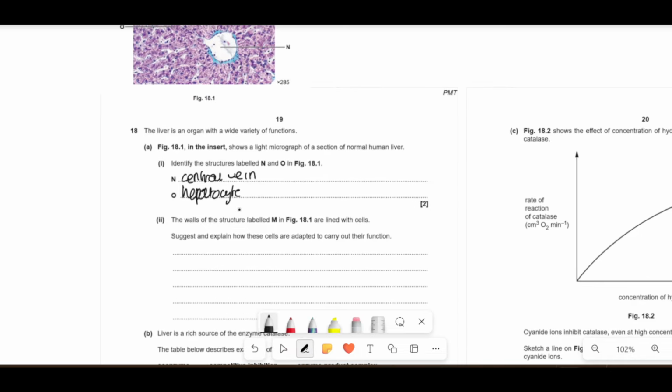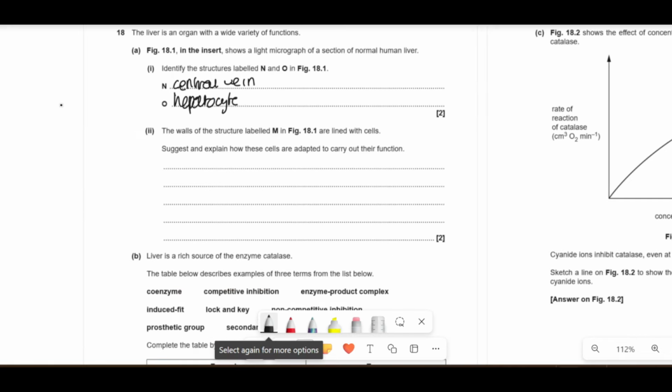So now it says the walls of the structures labeled M in figure 18.1 are lined with cells. Suggest and explain how these cells are adapted to carrying out their function. Just a quick diagram of the liver lobule. So your liver's made of lots and lots of these lobules.